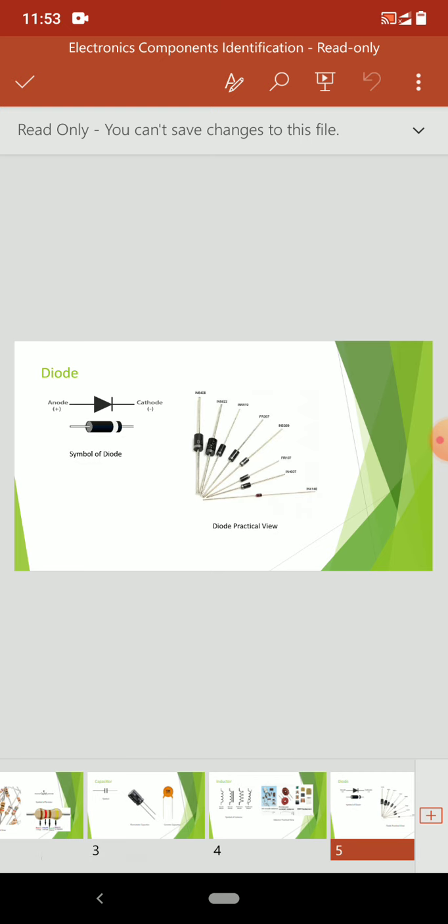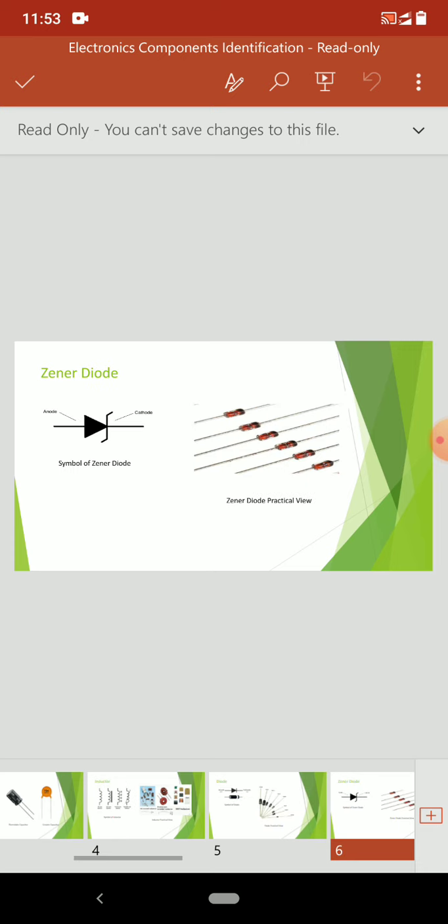The next device is diode. Diode has two terminals, anode and cathode. Anode is positive and cathode is negative. In the diode symbol, the golden ring side is the cathode and the other side is anode. Multiple value diodes are available in the market. This diode is a semiconductor device that acts as a one-way switch for current. It allows current to flow easily in one direction, but severely restricts current from flowing in the opposite direction.